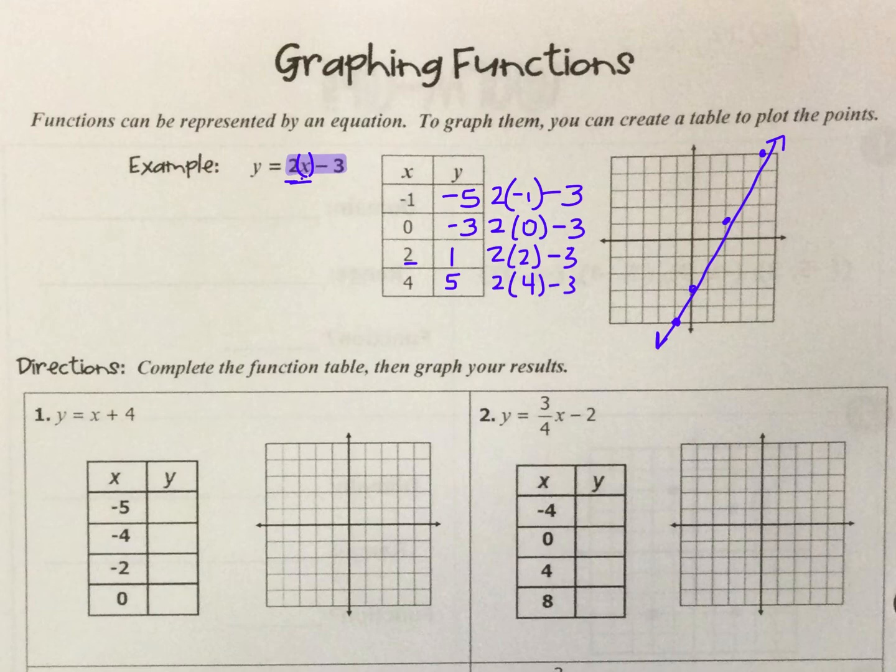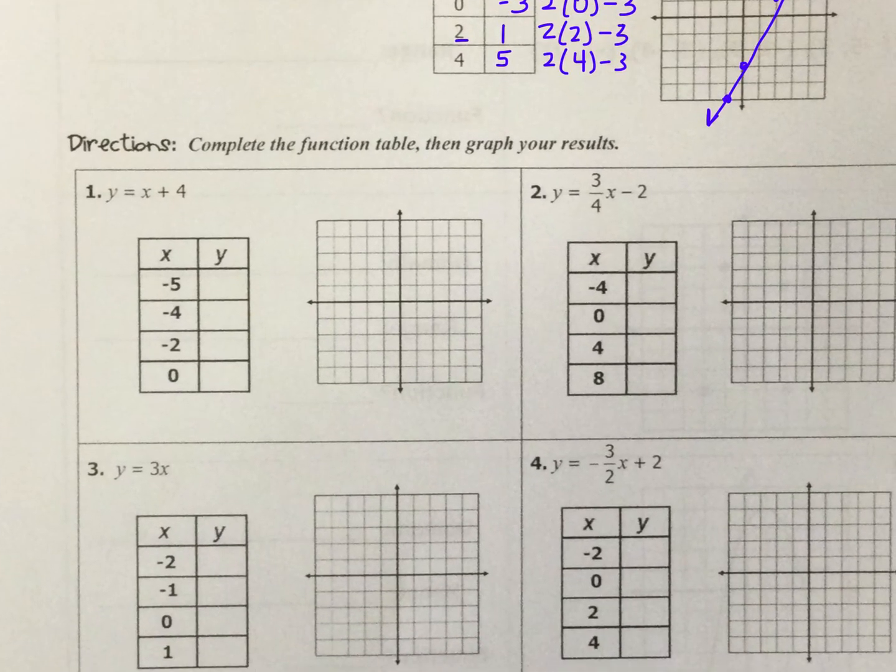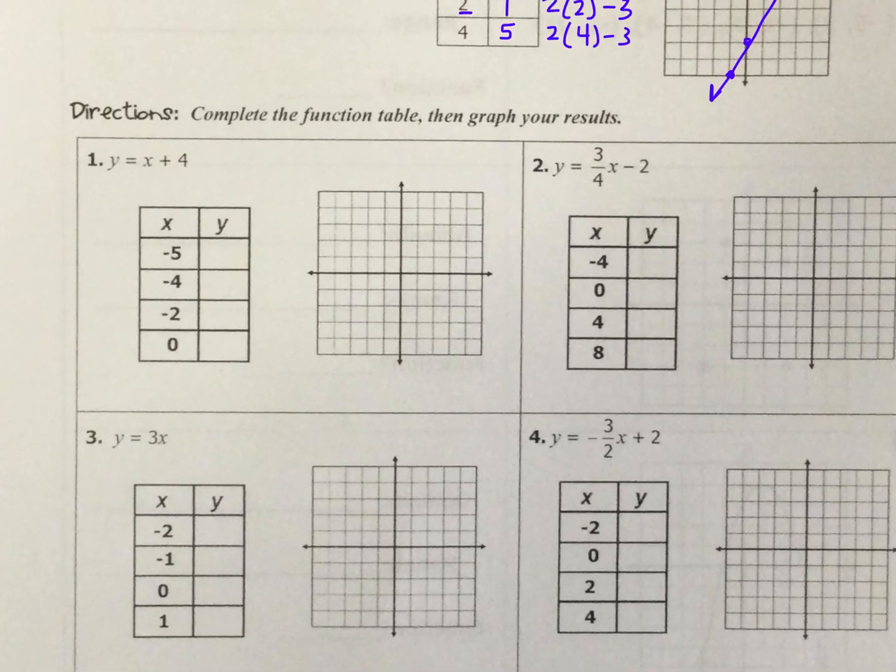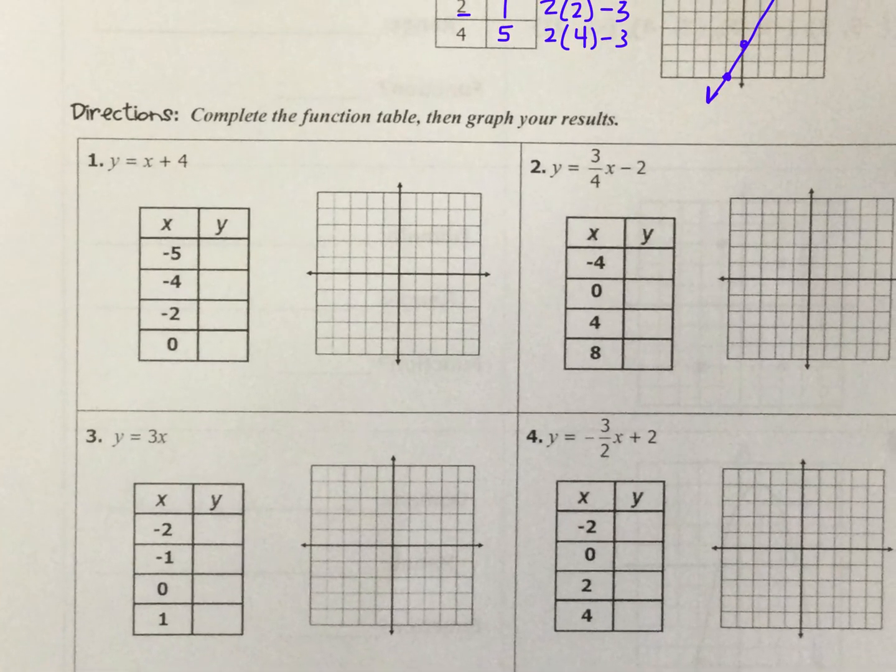If your dots do not make a straight line, you have either done your table wrong or graphed it wrong. You need to go back and check it. Everything on this page is going to make a straight line. We're going to go through this page and do an example for each one, and I'll give you a couple numbers to make it a little less work. So, number 1, our equation we're dealing with is y equals x plus 4.